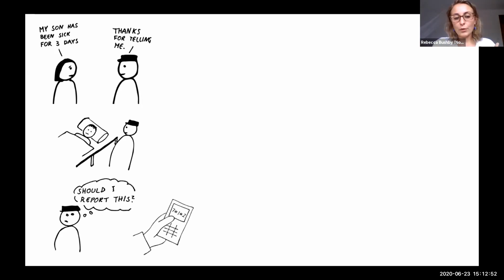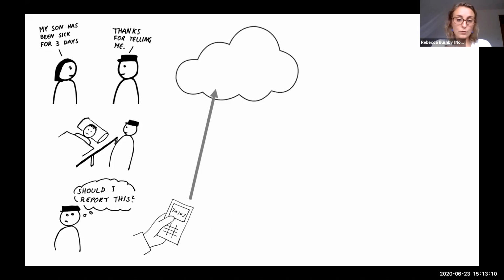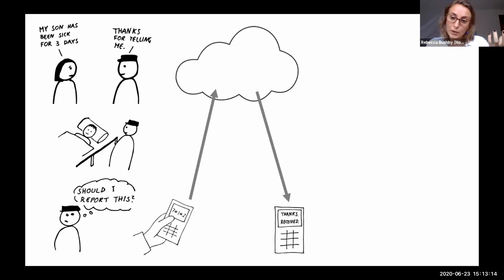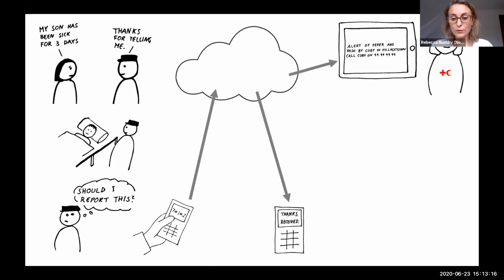So the person could report using a mobile phone, sending SMS, paper-based, or making a phone call, depending on how your CBS system is set up for reporting. Say that in this case, it's SMS reporting. The SMS would then go to a system. The system could say, thank you very much for your message, and also send an alert to the volunteer's supervisor. So then the supervisor will be able to know, okay, something's happening.